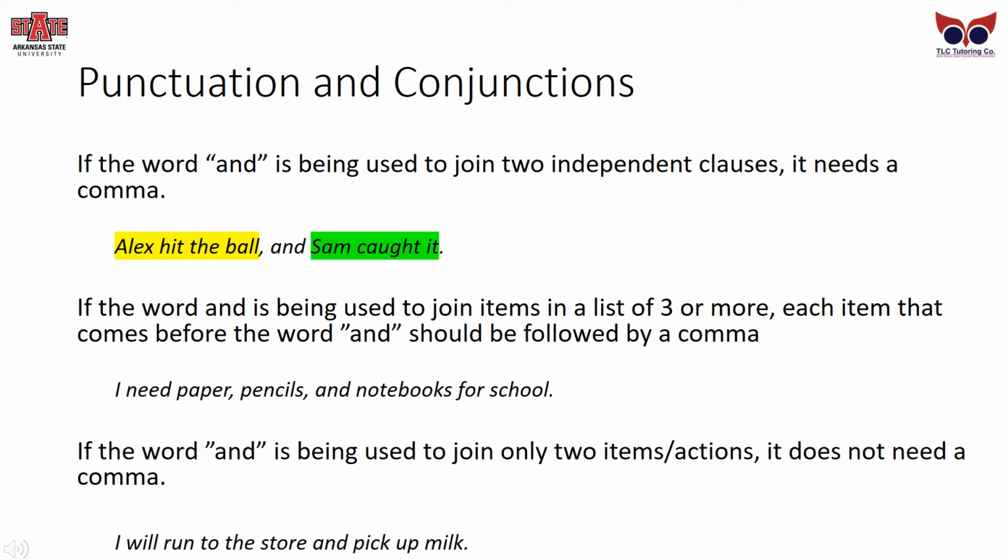However, note that if the word "and" is being used to join only 2 items or actions, it does not need a comma. I will run to the store and pick up milk.